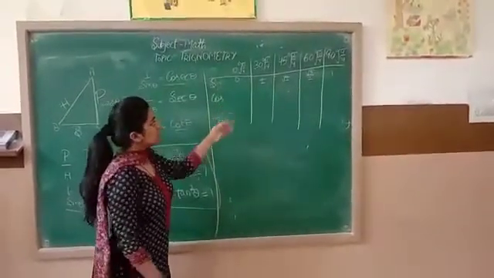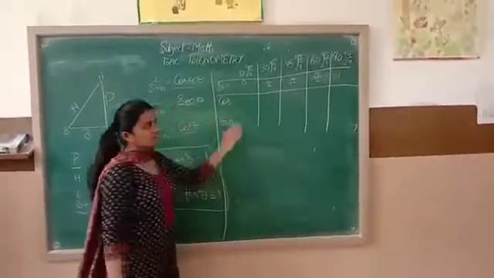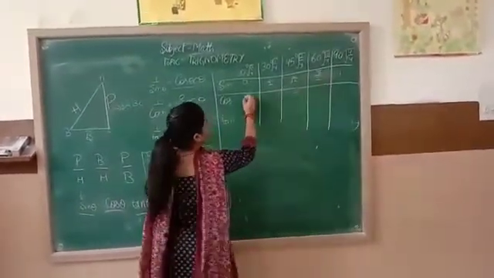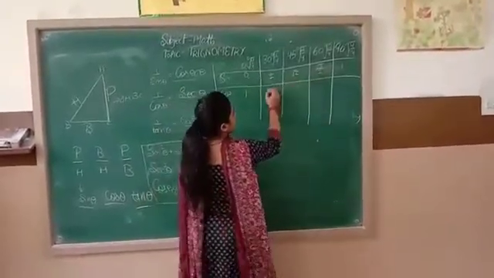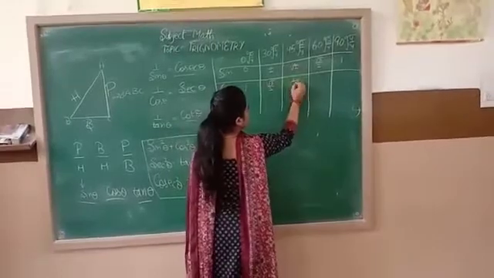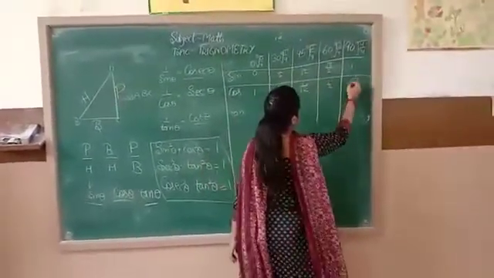Next we have to take these values in the reverse manner for cos. So here we take 1, similarly root 3 by 2 here, 1 by root 2 as it is, then 1 by 2 and then 0. Clear?